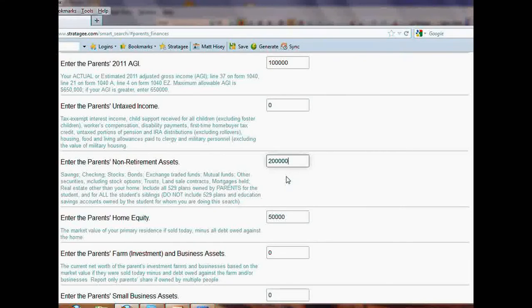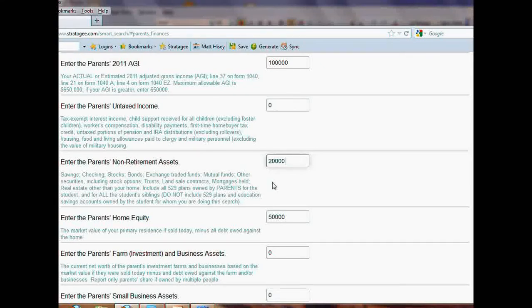I can tell you right now, having done this for over 10 years myself, that this is going to be a big red flag for the schools. They're going to see that money. You have to report it. So the only thing you can do really is make that number smaller. So we're going to change it from 200,000 down to 20,000.